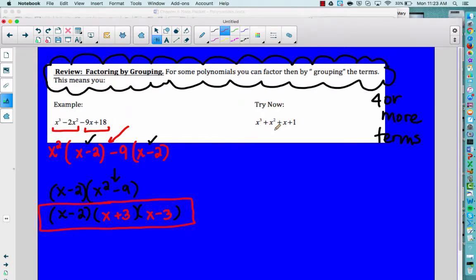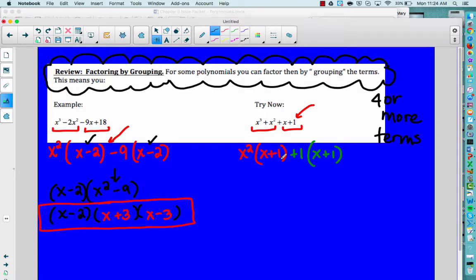x cubed plus x squared plus x plus 1. I'm going to group the terms together. This one's a little different because when I take out the x squared of the first one, I'm left with x plus 1. And you may be saying to yourself, well, gosh, that's already x plus 1. When that happens, you have to actually factor out a positive 1. So I pull out a 1 because I want a term in front of the parentheses. So then there's the x plus 1.